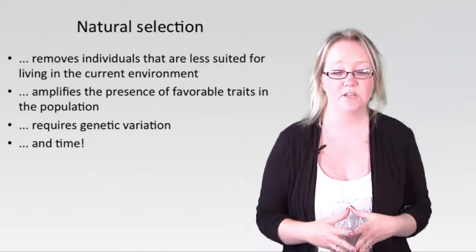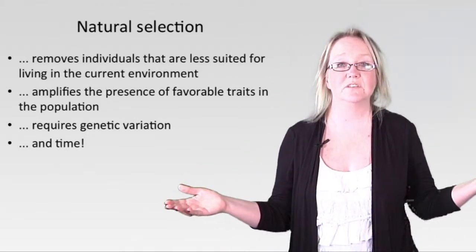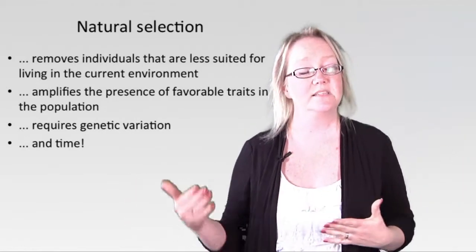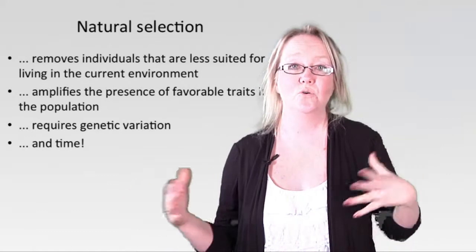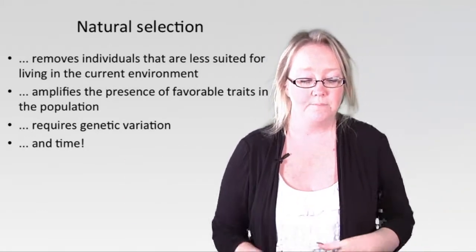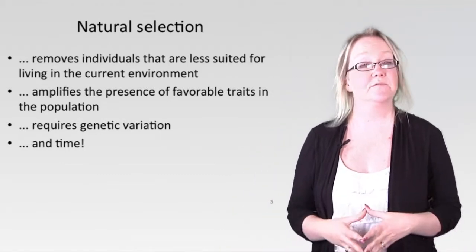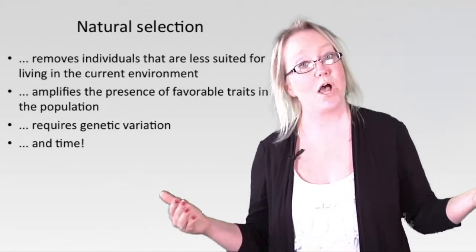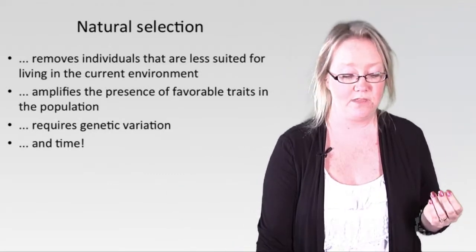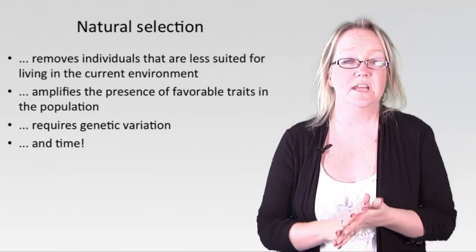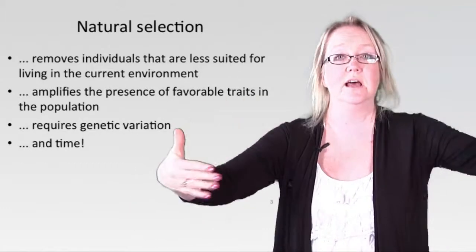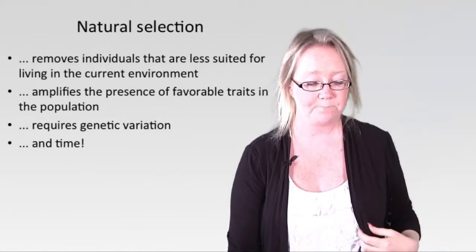So natural selection basically removes individuals that are less suited to the environment. So survival of the fittest, whoever adapts best gets to move on, whoever doesn't basically ends up dying off in the current environment. Natural selection also amplifies the presence of favorable traits and the alleles that go with those favorable traits in the population. So those alleles become more frequent within the population. We know that natural selection requires genetic variation. If there's no variation within the population, then obviously there's nothing to be selected for.